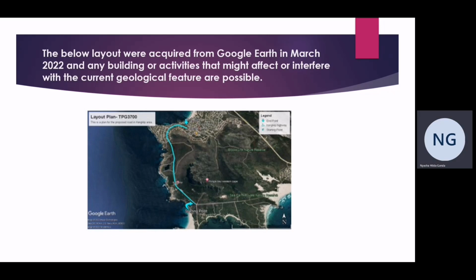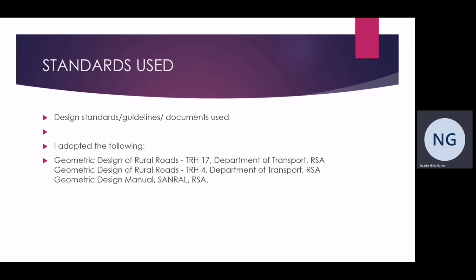As we were searching about the area, this is the layout of the area. The below layout we acquired from Google Earth in March 2022, and any building or activities that might affect or interfere with the current geological feature are possible. As you can see, the outline of our road is closer to the coastal region, which means it's actually a wet region.